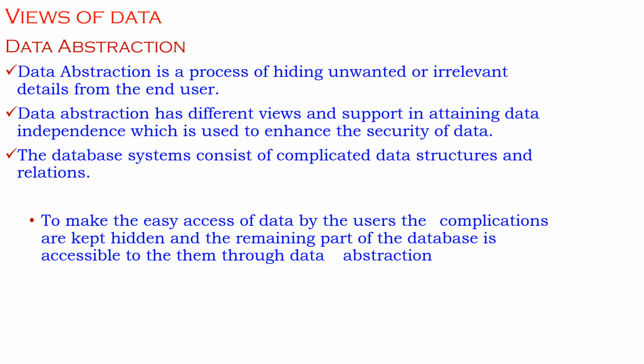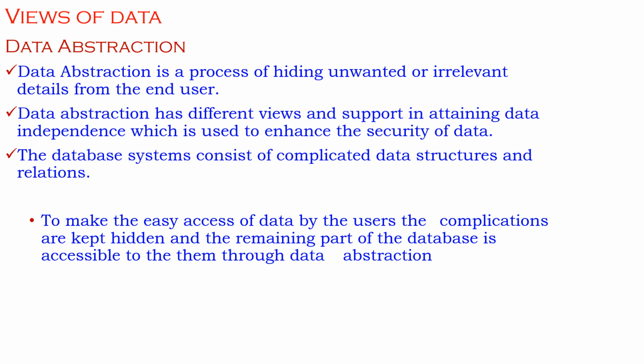So we are trying to hide the complexity of the design of the structure, how the data is going to be stored, from the end user. We need to do some abstraction process. So data abstraction is basically hiding unwanted or irrelevant information like complicated data structures or the relationships used in the database systems. All that is not actually relevant to the user.